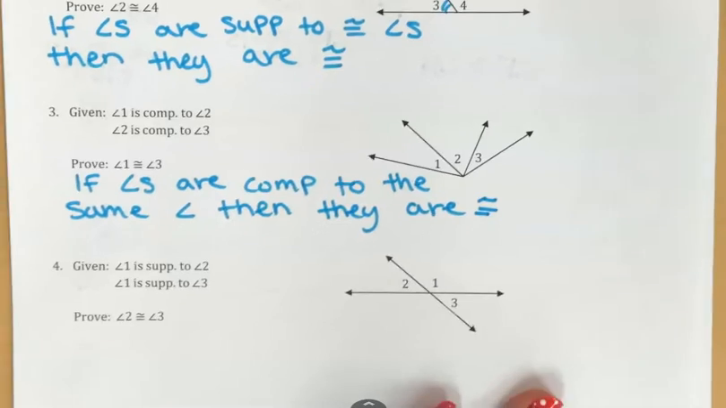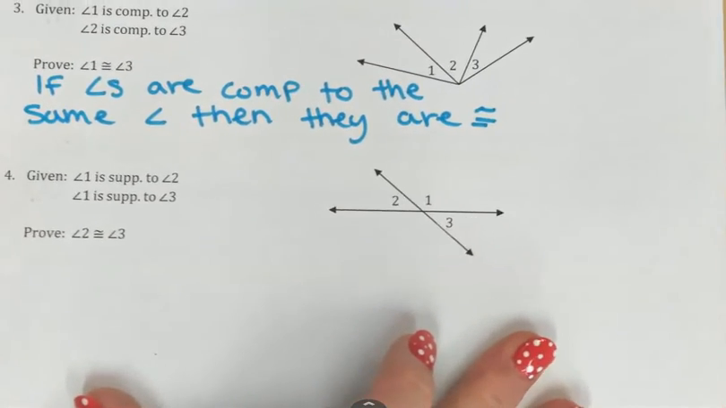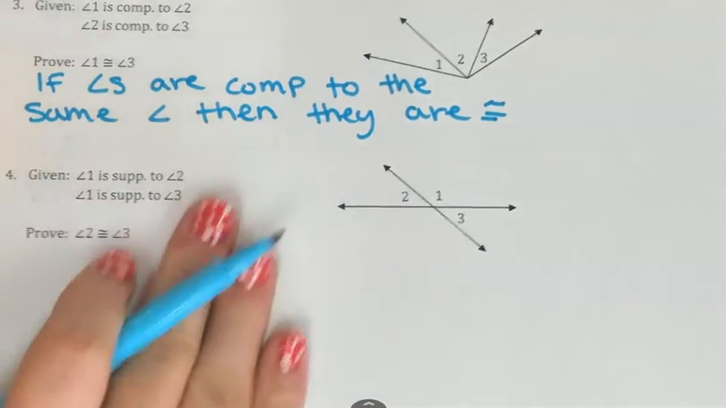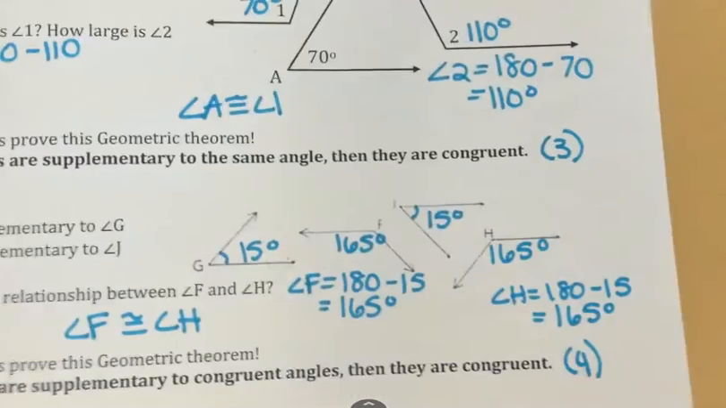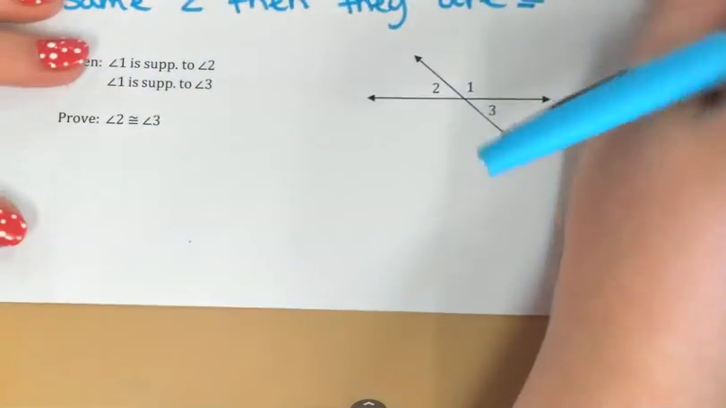All right, on number 4, angle 1 is supplementary to angle 2. Angle 1 is also supplementary to angle 3. How would I know angle 2 and angle 3 are congruent to each other? Well, again, supplementary means it's just going to be one of those two. And I'm only dealing with 3 angles, so that is going to be the very first one we talked about. If angles are supplementary to the same angle, then they are congruent.